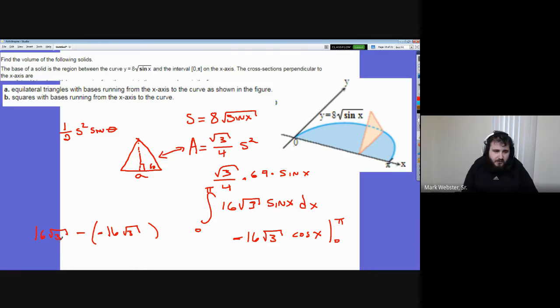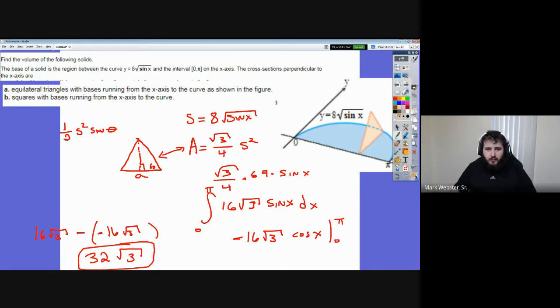Well, if I've got 16 sheep and 16 sheep, now I have 32 sheep. So the final area here is 32 radical 3. All right? That's with equilateral bases. So let's do it with square bases. Much easier with the squares because we don't have to do all this extra stuff.